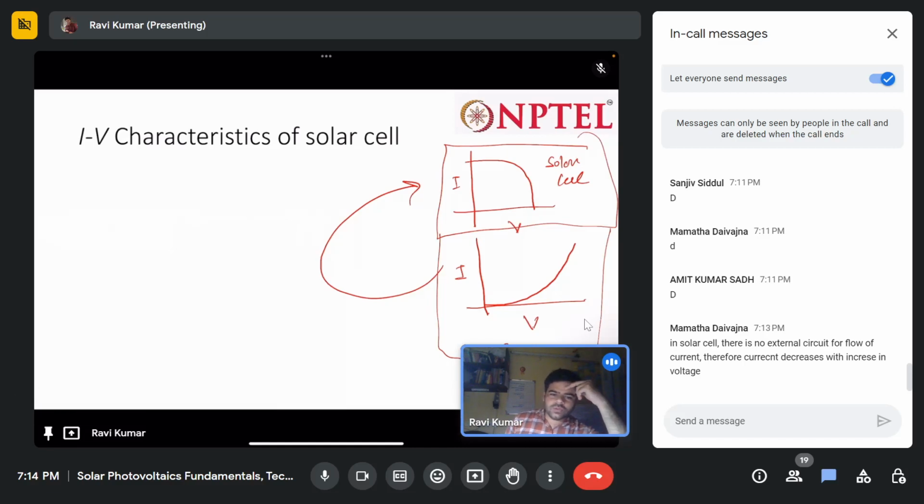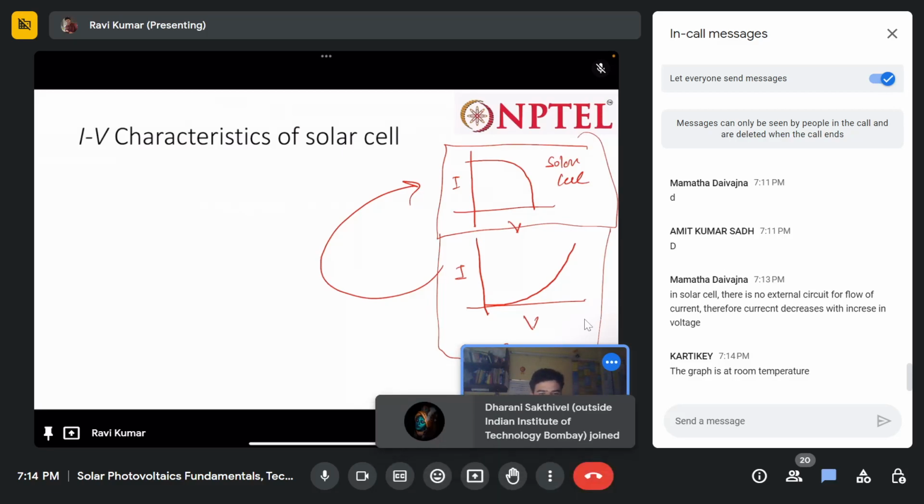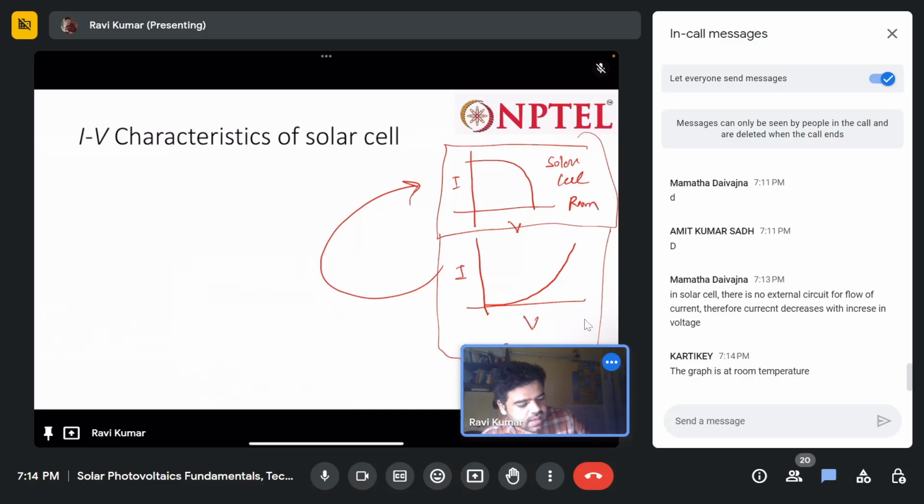But how can you control this voltage? See, how do we get this IV characteristic? If we have a solar cell illuminated with sunlight and we have a load, and we change the resistance of the load, then we get the solar cell IV characteristics. So we can't say there is no external circuit, the load is there. The graph is at room temperature, both are at room temperature.